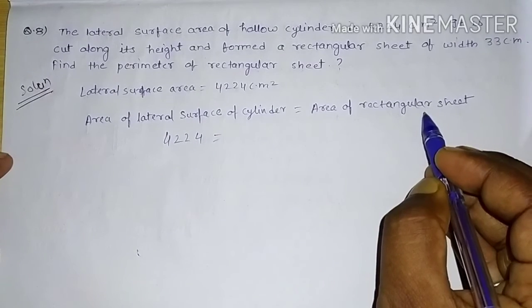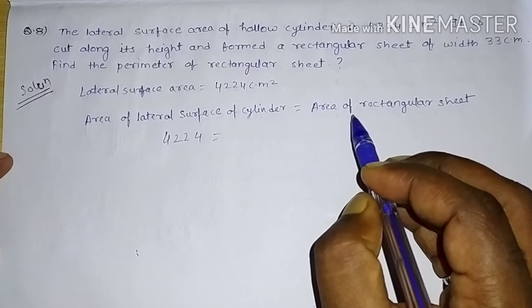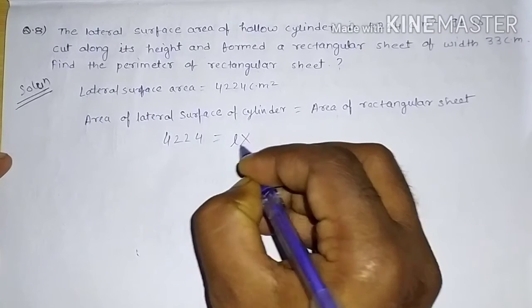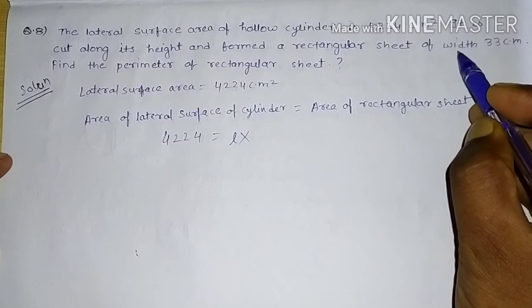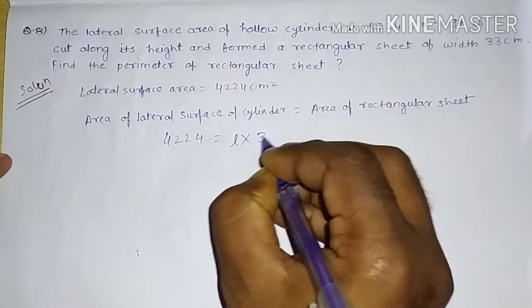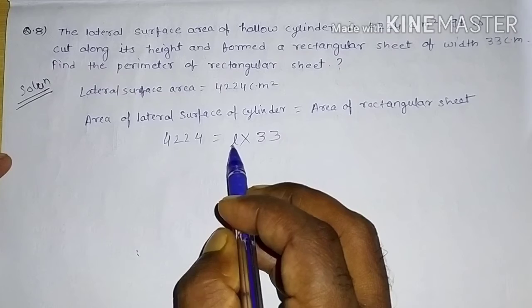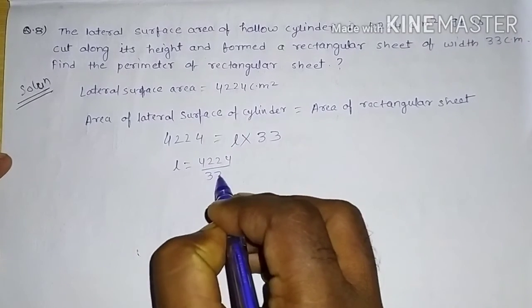So let's suppose length L and breadth B are the dimensions of the rectangular sheet. So length into breadth is the area. Width and breadth both are the same thing. So breadth is given as 33 centimeter. Now from this equation we can find the value of length. So L equals 4224 upon 33.